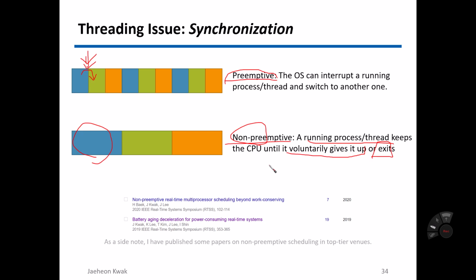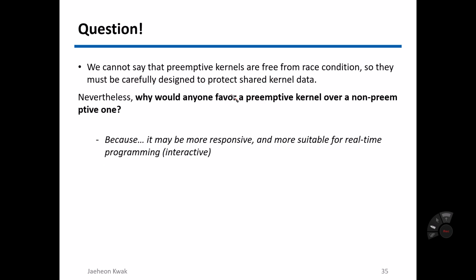In most cases, we have to use this preemptive scheduling. However, for some systems where responsiveness is not important, non-preemptive scheduling is effective because you don't have any context switching, so we can save some time, and some security issues will also be solved. So we cannot say that preemptive kernels are free from race condition. If we use preemptive scheduling, we will suffer from race condition.